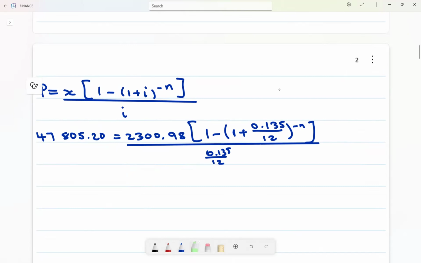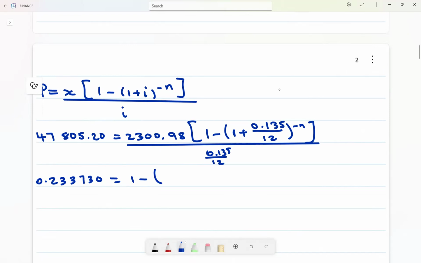So I'm gonna say 7,805.20 multiplied by 0.135 divided by 12. And then I need to divide that by 2,398. And then I get something like 0.233730. I leave it there. It is equal to 1 minus, okay, 1 minus what?